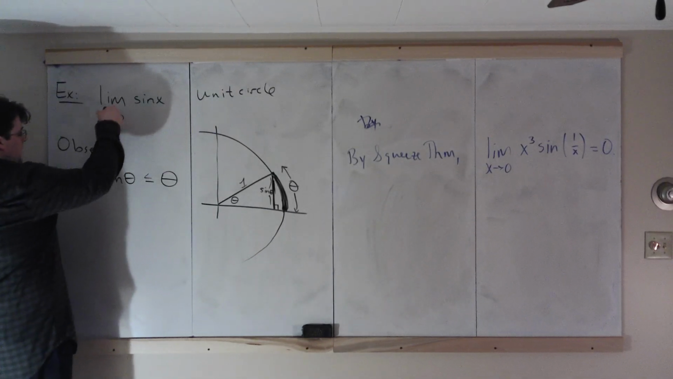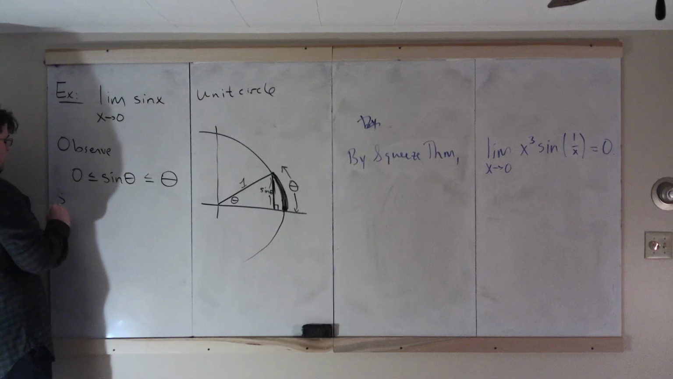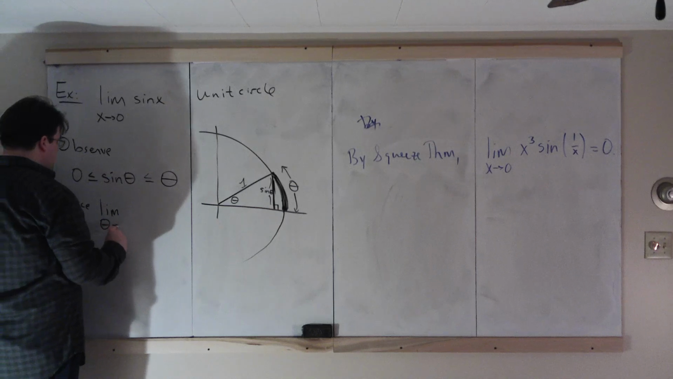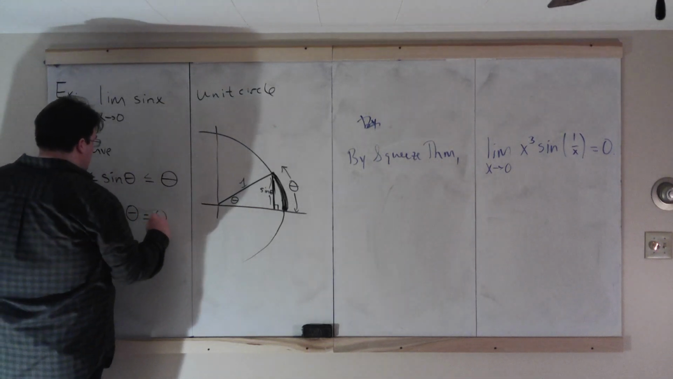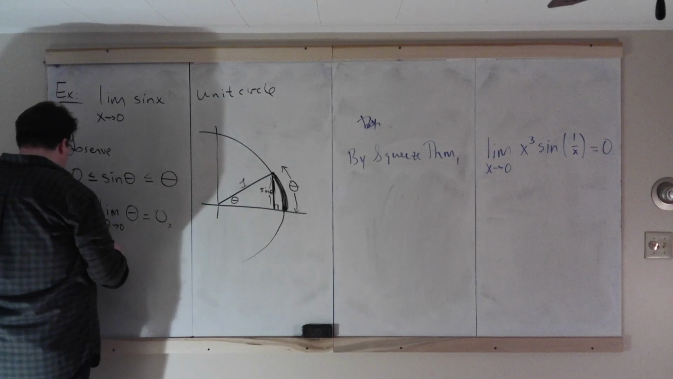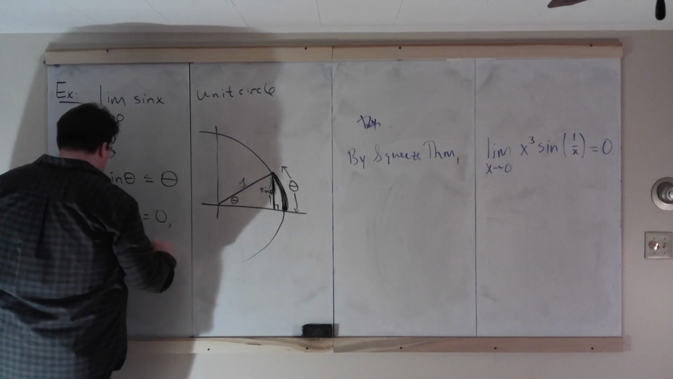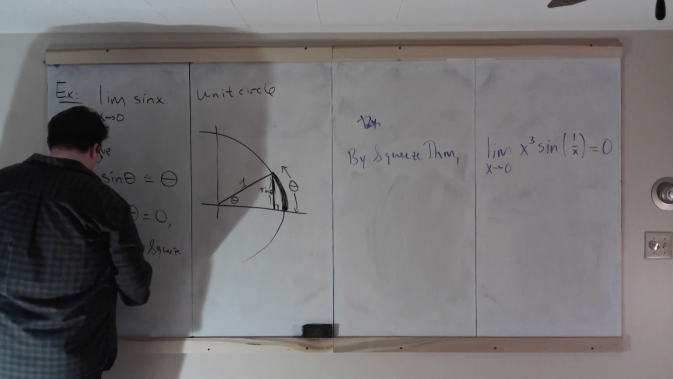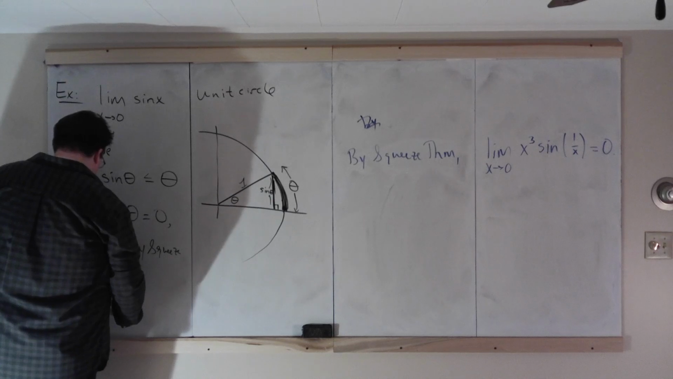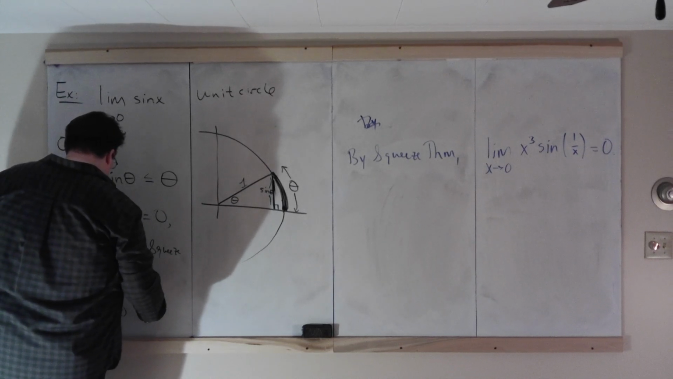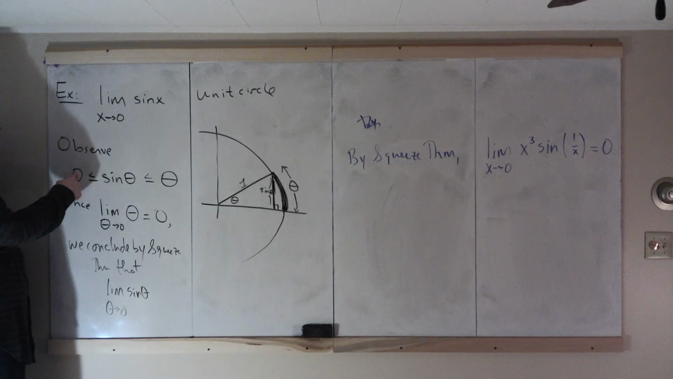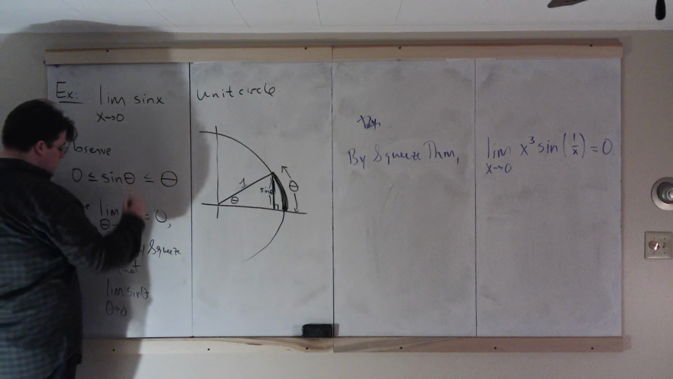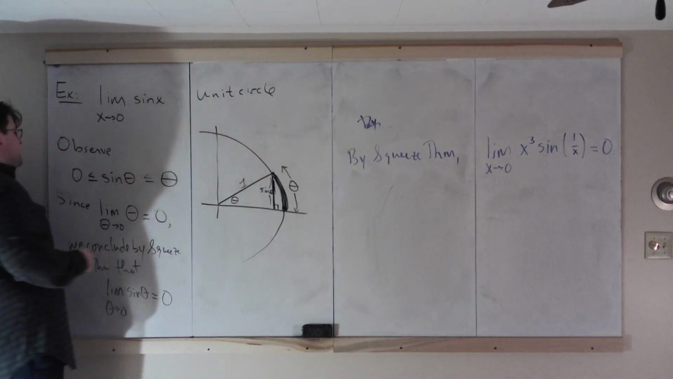Now we want to let theta go to 0. So I'll just say, since the limit as theta approaches 0 of theta equals 0, we conclude by Squeeze Theorem that the limit as theta approaches 0 of sine of theta. So the limit on this side, 0, doesn't change as theta goes to 0, so that limit's 0. Limit 0 here, limit 0 here, so the limit on the inside also equals 0.